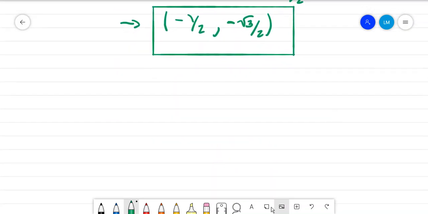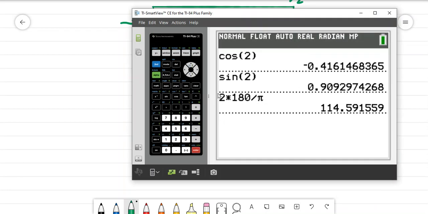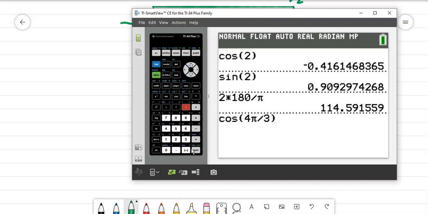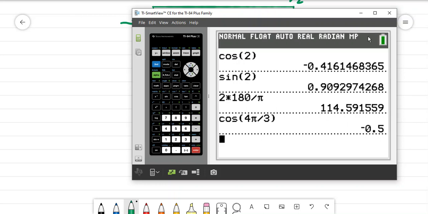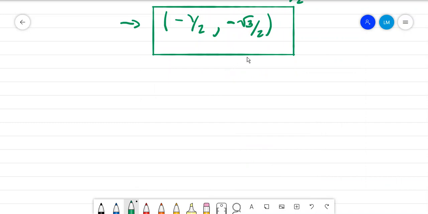Okay, now of course you could have used your calculator if you wanted to, but if you're using radians, you have to be careful. So like cosine of 4 pi divided by 3, and if I hit enter, I get negative 1/2, which is the exact same thing. But the only problem is that when you use the calculator for the sine component, it's going to give you an approximation, which is okay, but it depends on the question itself.